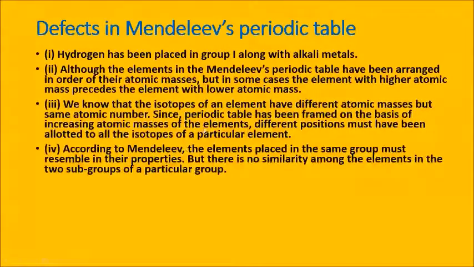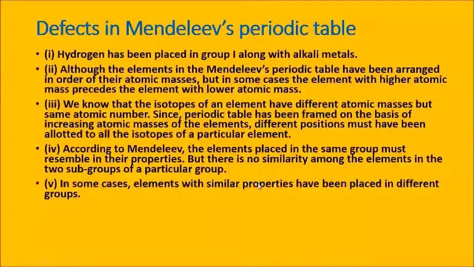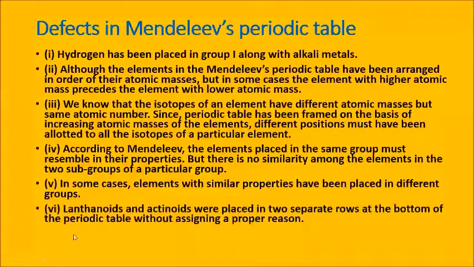According to Mendeleev, the elements placed in the same group must resemble in their properties, but there is no similarity among the elements in the two subgroups of a particular group. When groups 4 to 7 of periods 4, 5, 6 and 7 were divided into half groups, there was no similarity among the elements. In some cases, elements with similar properties have been placed in different groups also.